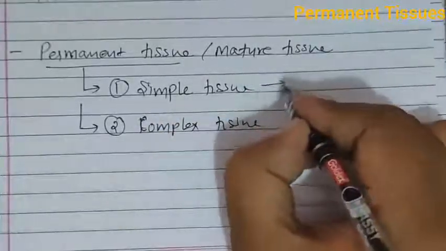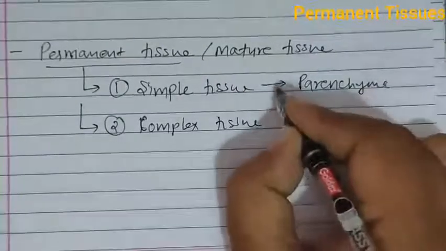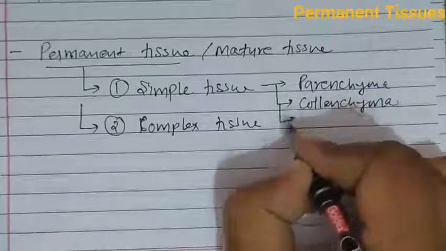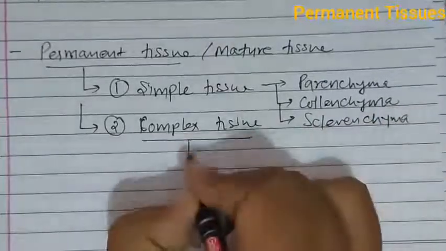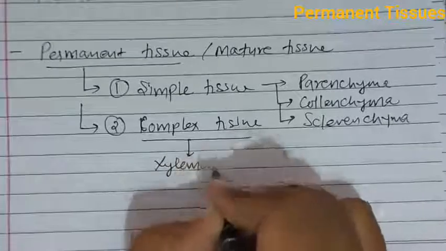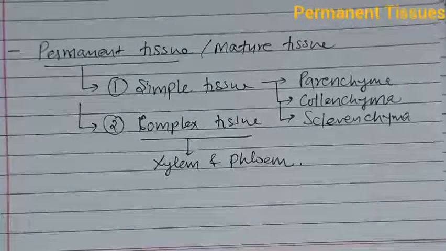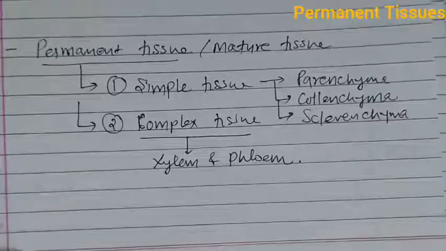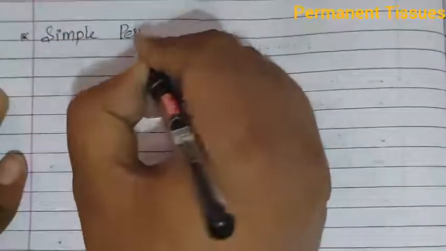In the simple tissue we will study parenchyma, collenchyma and sclerenchyma. But when we talk about complex tissue we will talk about xylem and phloem. So first we will talk about simple tissue, then we will talk about complex tissue. First we start with simple permanent tissue.